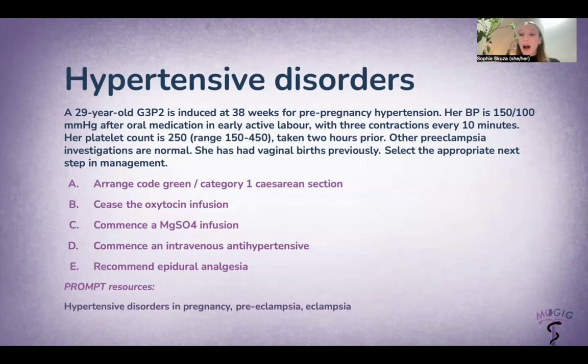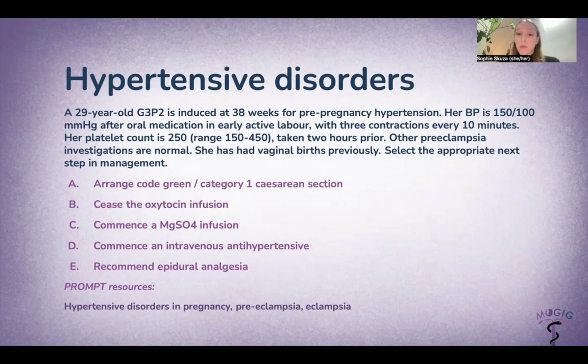On to hypertensive disorders in pregnancy. Our scenario is a 29-year-old G3P2 woman who is induced at 38 weeks for pre-pregnancy hypertension. Her blood pressure is 150 on 100 after oral medication and early active labor, with 3 contractions every 10 minutes. Her platelet count is 250, which is in the normal range. That was taken 2 hours prior. Other preeclampsia investigations are normal.